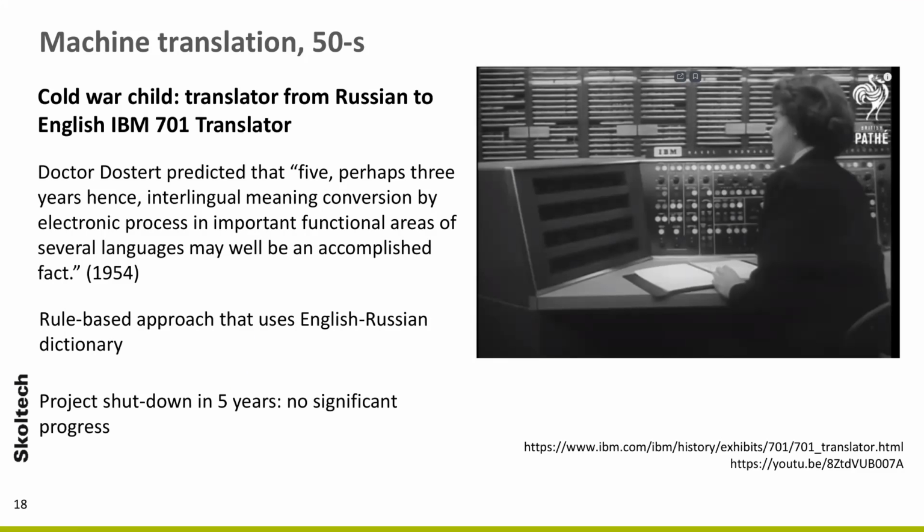So in the 50s, the era before the first winter of artificial intelligence, someone was already doing some machine translation, and the first one was translation from Russian to English, the IBM 701 translator. When you look at the proposal of this project, you can see that participants were pretty inspired about what they were going to do, and they said that in 5 years this general machine translation problem would be solved. But the model was pretty simple.